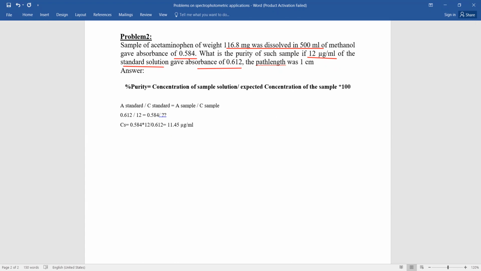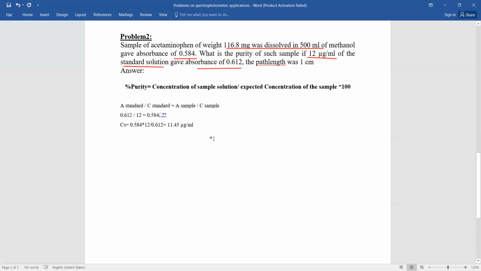Then we will move to the rule. Here we got the concentration of the sample. For the expected concentration of the sample, which is 116.8 milligrams per 500 milli, I can't put them in the same rule because they have different units. So I'll convert the milligrams per 500 milli to microgram per milli.